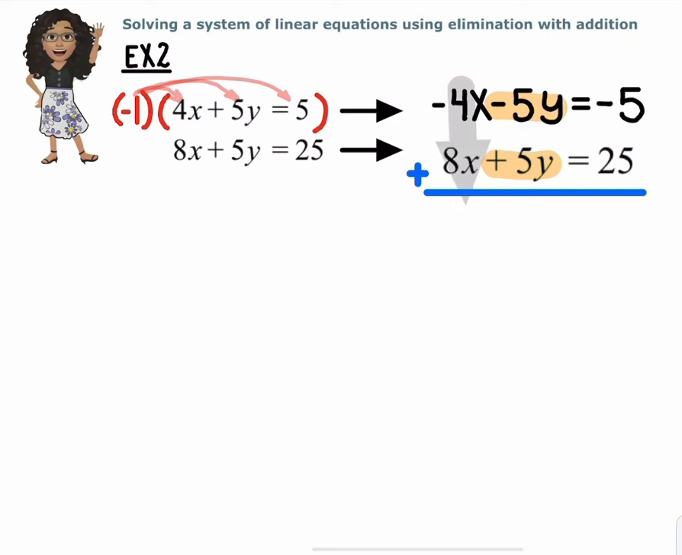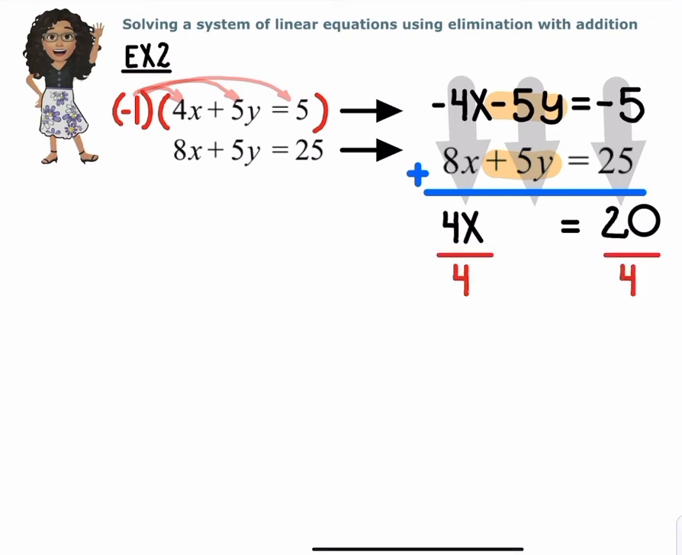We're just going to add each of the columns. So negative 4x and 8x make 4x. The negative 5y and 5y are 0, so we've eliminated the y's. I'm going to bring down that equal sign, and then combining negative 5 and 25, I get 20. To get x alone, I'll get rid of multiply by 4 by dividing by 4, and I find that x is equal to 5. Now that I know x, I'm going to go back to one of the original equations.